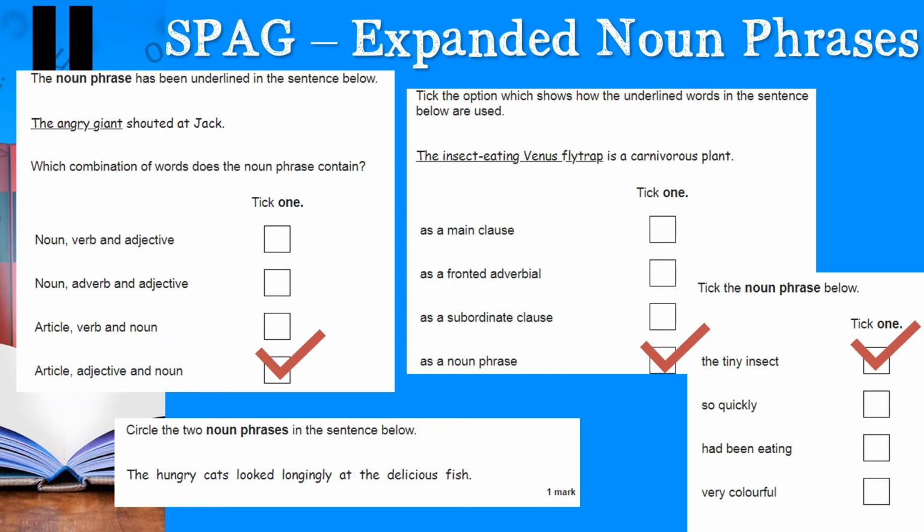Had been eating is the verb, and very colourful. It's describing something, but we don't know what it is. There's no noun in there. So the answer is the top one. And the last one that I tried to go to before, my apologies, is the two noun phrases. You should have circled the hungry cats and the delicious fish. Well done if you got those right.